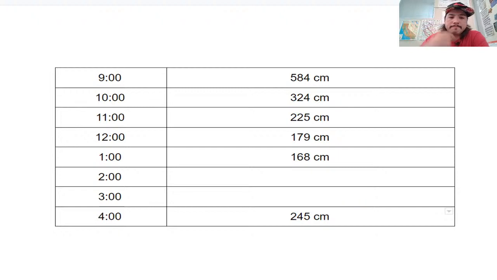So what I did, I didn't get a chance to get 2 o'clock or 3 o'clock readings yesterday because it was cloudy, but I did get one at 4 o'clock, and you'll notice at 4 o'clock, it goes back up to 245 centimeters. So it's getting longer now that we're in the late afternoon. And that makes sense with the position in the sky, right? The sun is starting to go down. It's starting to get closer to sunset. So lower in the sky means our shadows are getting longer and longer again.